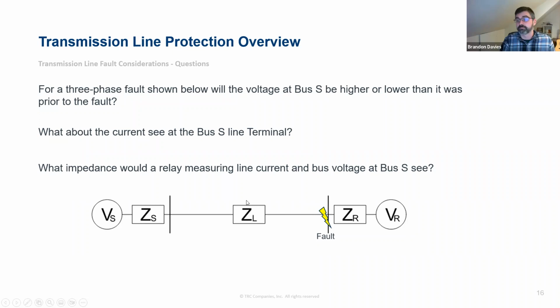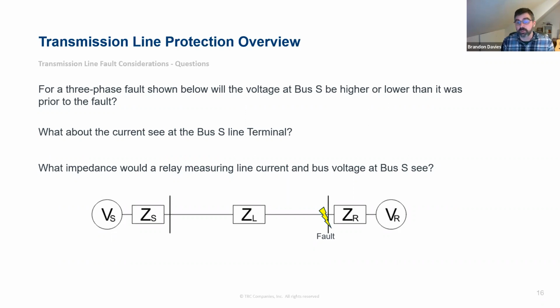How about the current? It's going to go up. Yeah. Oh, sorry, Ben. All right. No, you're good. That's right. The voltage will go down and the current's going to go up, which is a handy thing for us protection engineers, because those are some quantities we can take a look at.